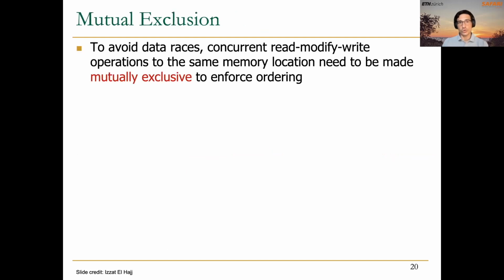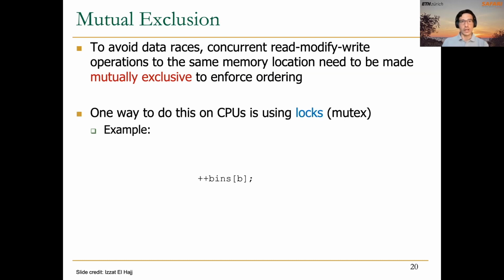One way of solving this, to avoid these data races, is to create a critical section to ensure mutual exclusion. And that's what we normally do in CPUs when we use locks or mutexes. If we have different threads running on the same or different CPU cores, but they have to update the same array bins, what we can do is lock the access to this array, and after performing the update, unlock the access. Two different threads cannot be at the same time inside the critical section. So this way we prevent the data races.